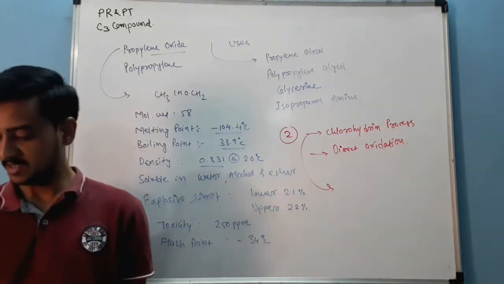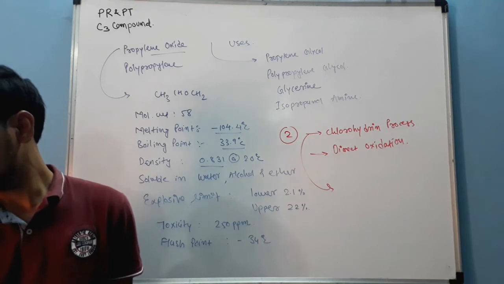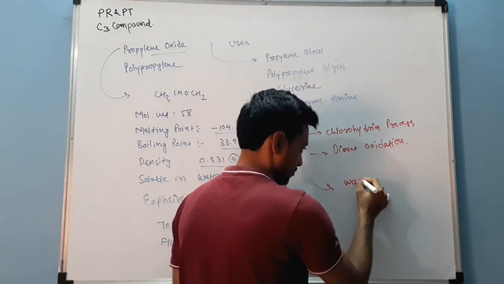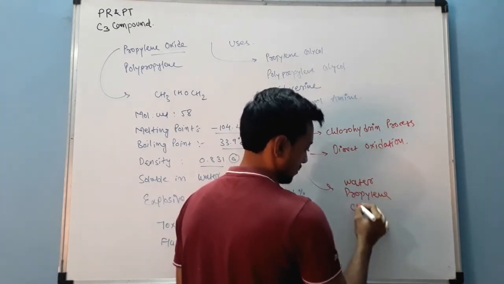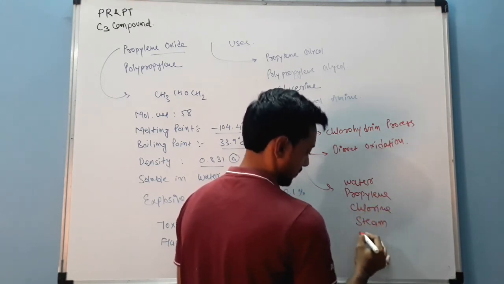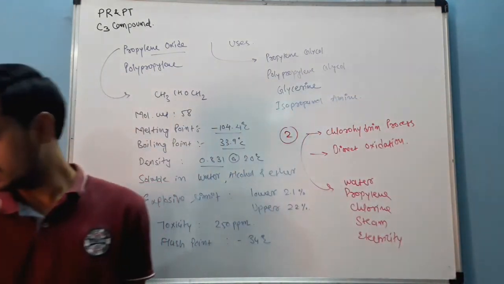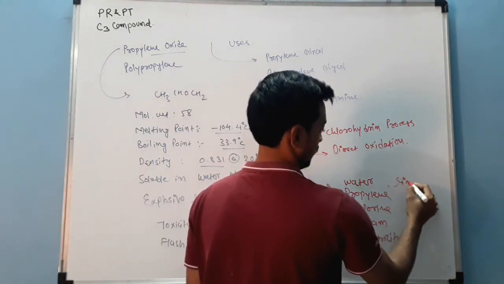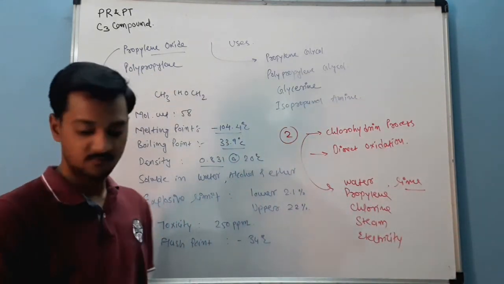Chlorohydrin process, the basic raw material is water, propylene, chlorine. Water, propylene, chlorine, steam, electricity and lime for neutralization.